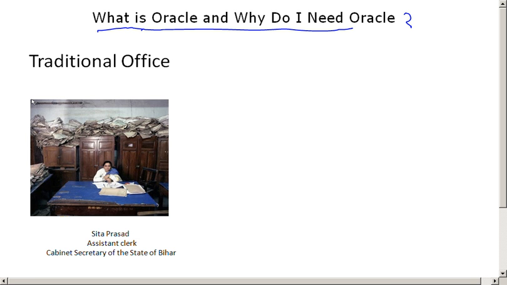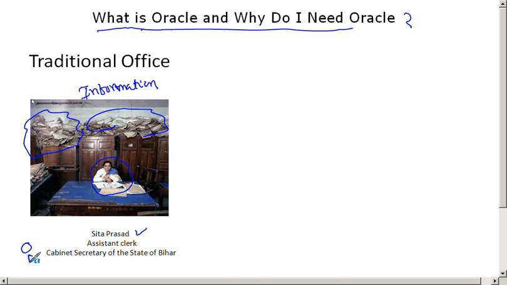In this traditional office, what we are seeing is a lady. Her name is Sita Prasad. She is an assistant clerk at the Cabinet Secretary of State of Bihar. Whenever you go to her office, you see that there are some files, some information stored inside this wooden box. And when this wooden box is filled, you have some records lying around here and lying around here.